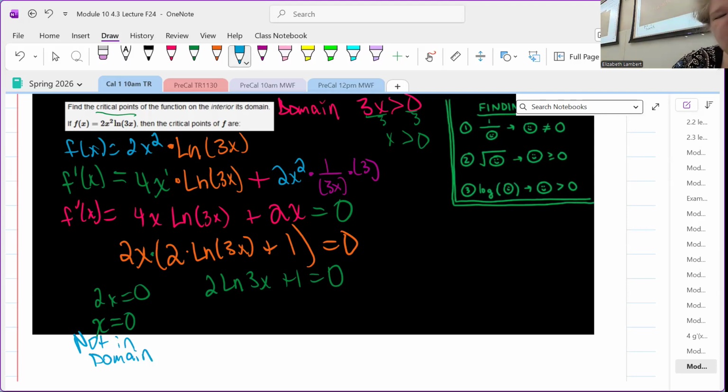Now we have 2 natural log of 3x plus 1 equals 0. So I minus the 1 and divide by 2. So I have the natural log of 3x equals negative 1/2.